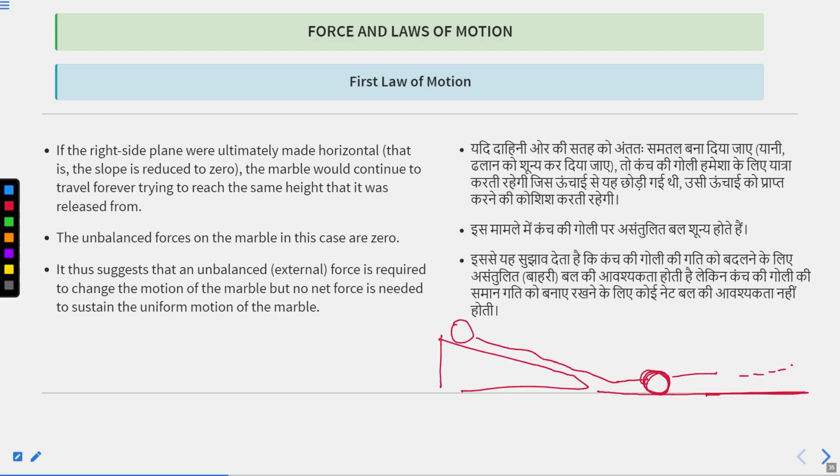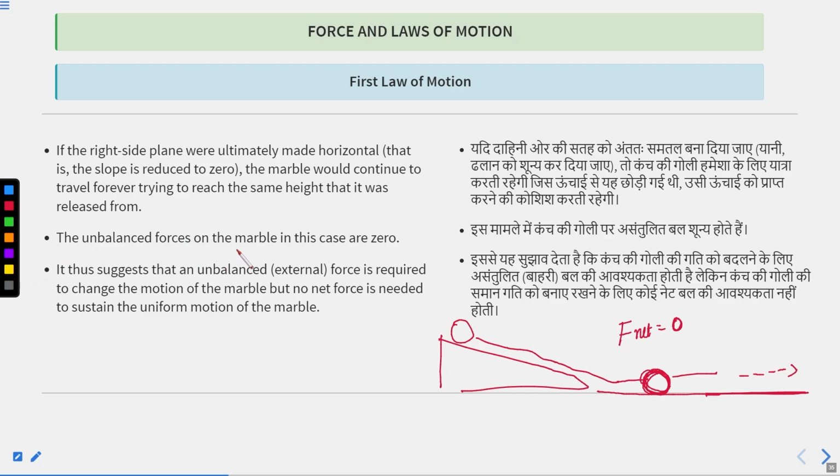Nothing can stop this marble if there is no friction force involved, because F net is zero. We haven't applied any force and there is no friction force, and the marble is rolling. So there should be nothing to change the speed of this marble, and to change the state of the motion, we need an unbalanced force. This marble has no such force, so you have to apply an external force to change the state of this object.